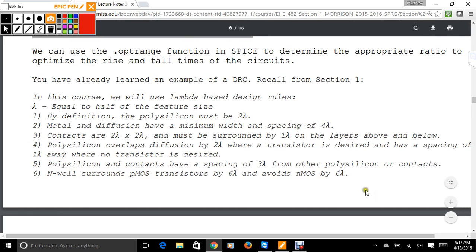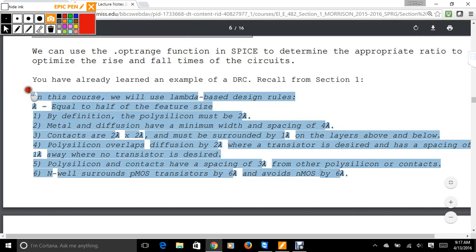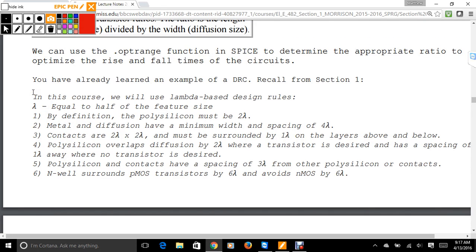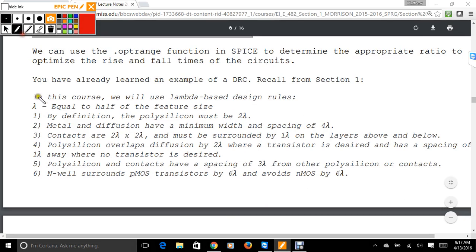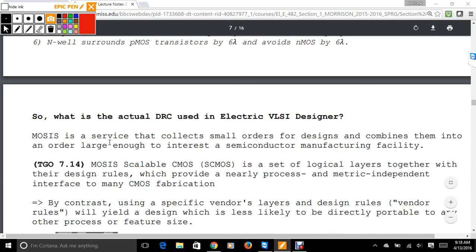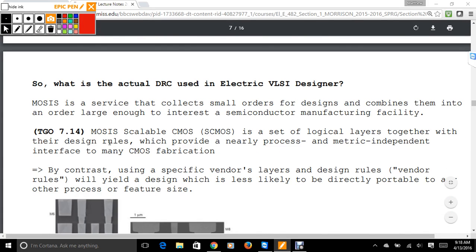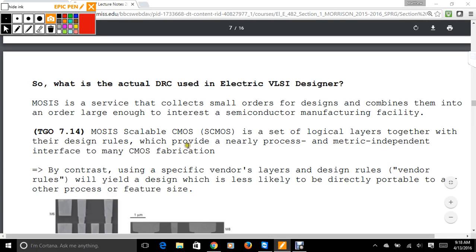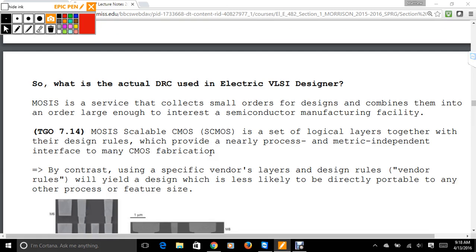And so I included these Lambda design rules that we used throughout most of the course. The reason I did this is, remember when I presented these, I said these are the fundamental ones, but when you get to your specific design rule checker, they're going to be different. So this is how they're actually different. MOSIS uses these scalable CMOS rules, and these are the ones you've been using so far in Electric VLSI. A set of logical layers together with their design rules, which provide a near process and metric independent interface to many CMOS processes.